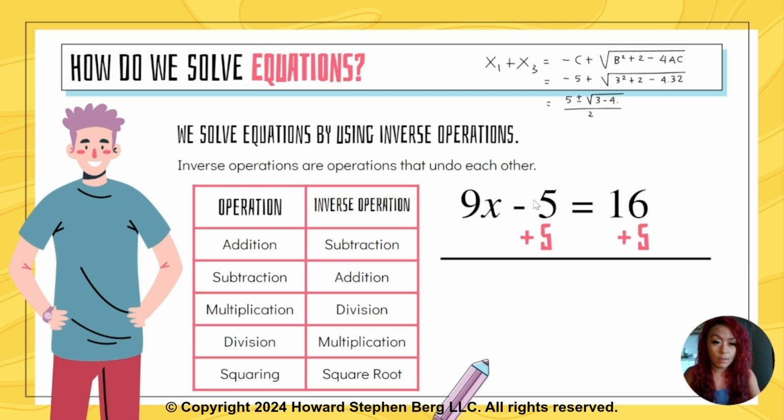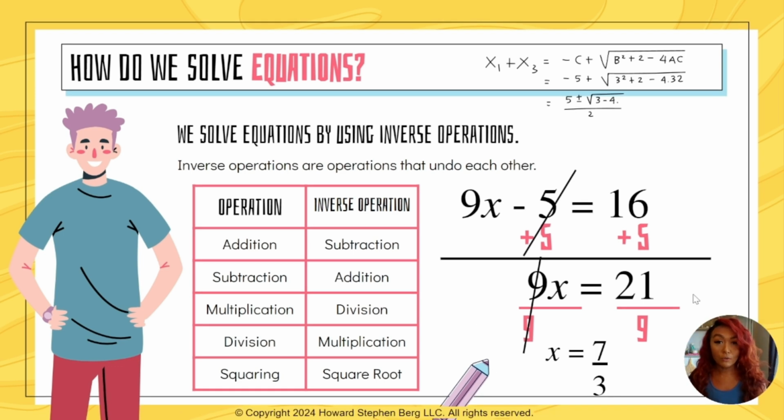So minus 5 and plus 5 will cancel out because they combine to 0. We'll bring down our 9x and we'll add 5 to 16 and we get 9x equals 21. Now we still have to get rid of this 9, our coefficient. x is being multiplied by 9. So the inverse operation of multiplying by 9 is dividing by 9. So we divide both sides by 9. Our 9's cancel out. And we get our solution, which is x equals 7 over 3.